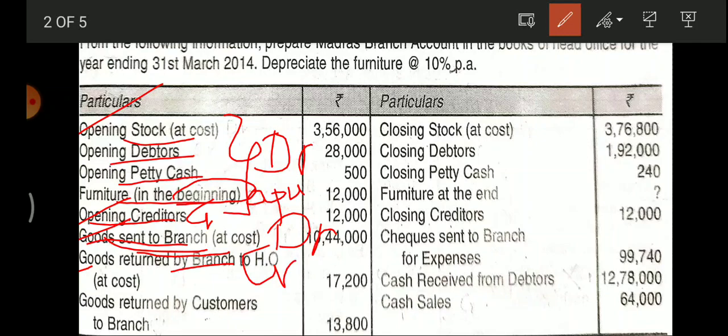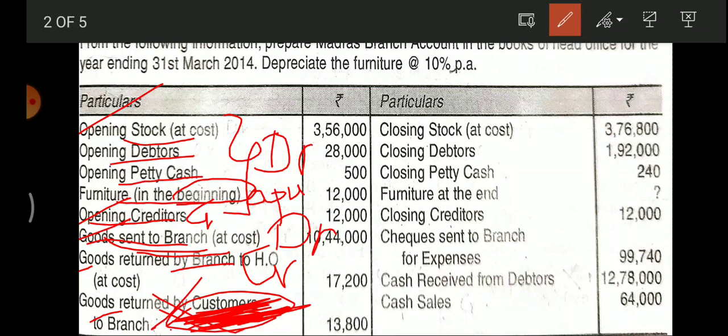Now the next one is goods returned by customer to branch. Here the customer information is related to the debtors. Since the opening and closing balance of debtors are also given to us, we just ignore this entry. Only if we wanted the closing balance of debtors or other further details related to debtors would we prepare a separate debtors account and pass this entry. But here we are not supposed to prepare a debtors account, so we ignore it.